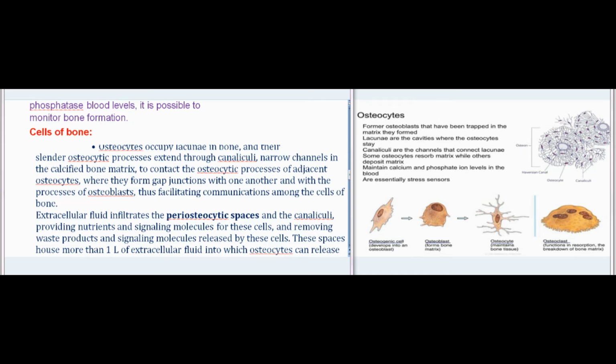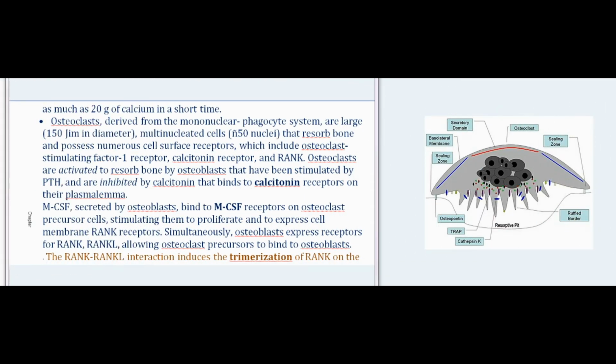Extracellular fluid infiltrates the periosteocytic spaces and the canaliculi, providing nutrients and signaling molecules for these cells, and removing waste products and signaling molecules released by these cells. These spaces house more than 1 L of extracellular fluid into which osteocytes can release as much as 20 g of calcium in a short time.